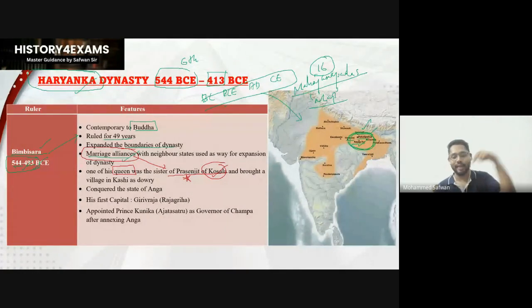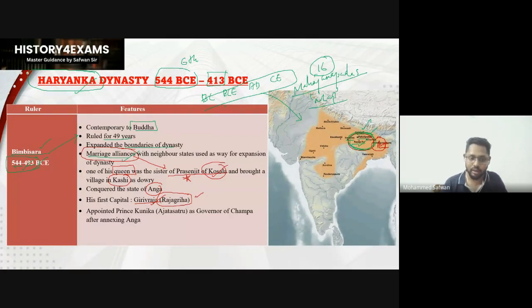There were some other regions other than Kosala. As part of this marriage, he received what? Kashi as dowry. He got one of the provinces called Kashi, and thus he expanded his kingdom. He also conquered the state of Anga. Here we can see Magadha, and next to that, here is Anga. His first capital was Giriraja, otherwise called Rajagriha. You have to know both these names: Rajagriha, otherwise called Giriraja.